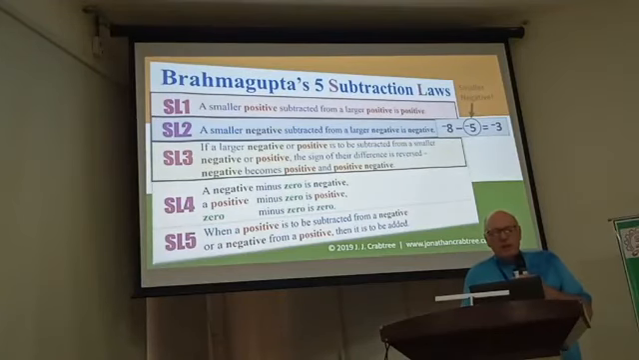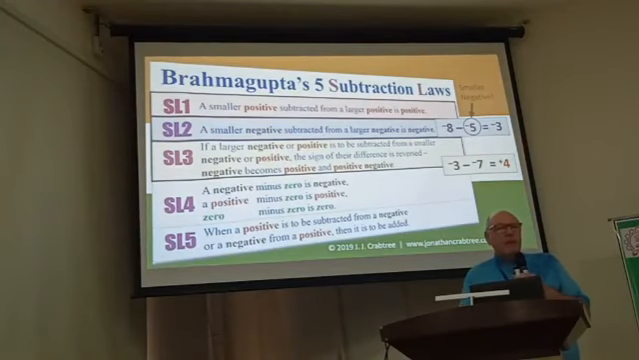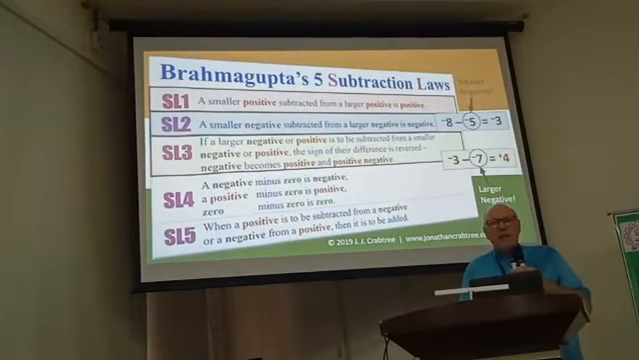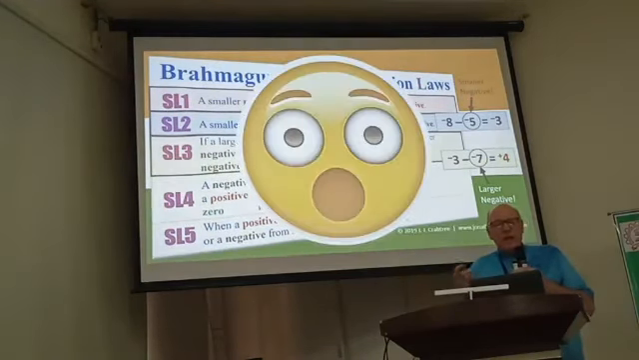So, subtraction law number 3, if a larger negative is subtracted from a smaller negative, the sign of the answer changes. So again, negative 7 is larger than negative 3. 7 negatives are greater, obviously, than 3 negatives. So that is a huge shock. If you actually go back to the start of where mathematics began, you'll see that what you're teaching India's children is actually going against the laws of your own mathematics.